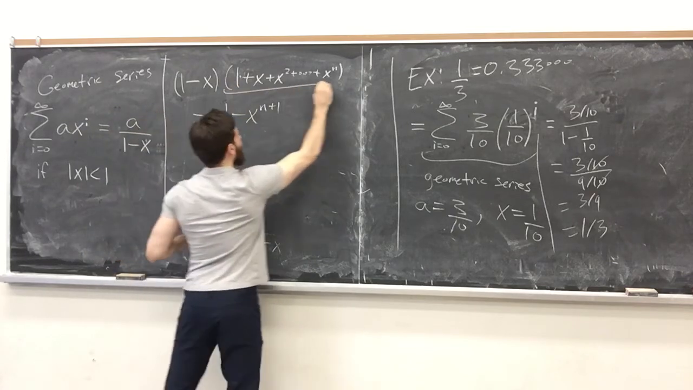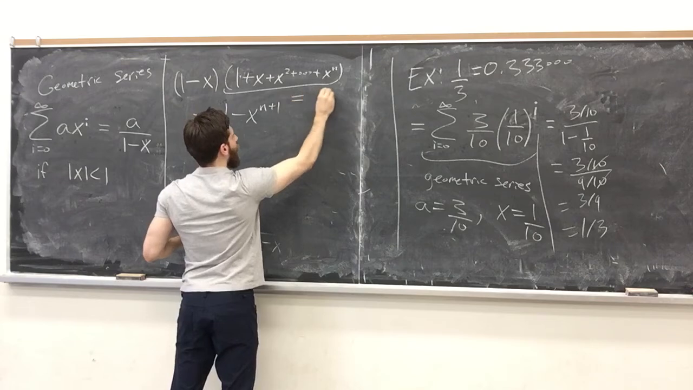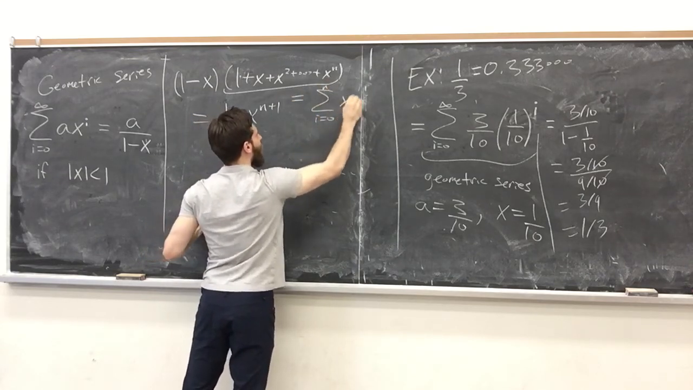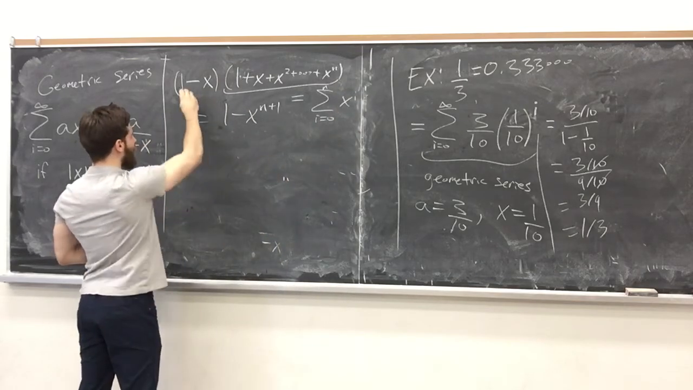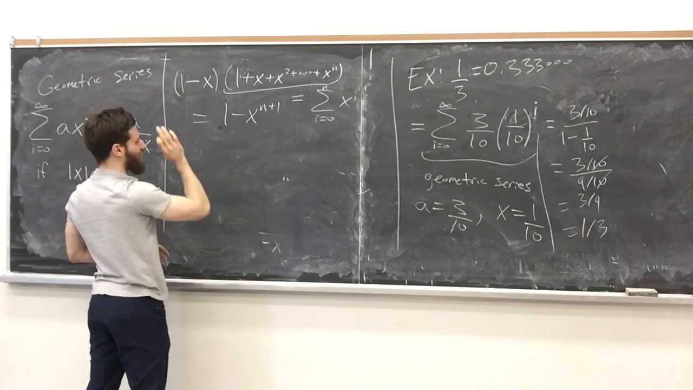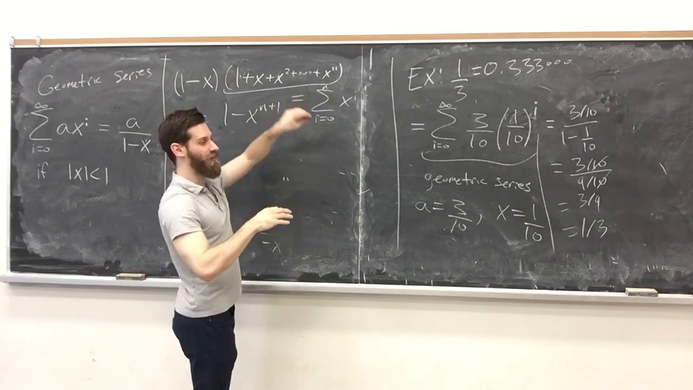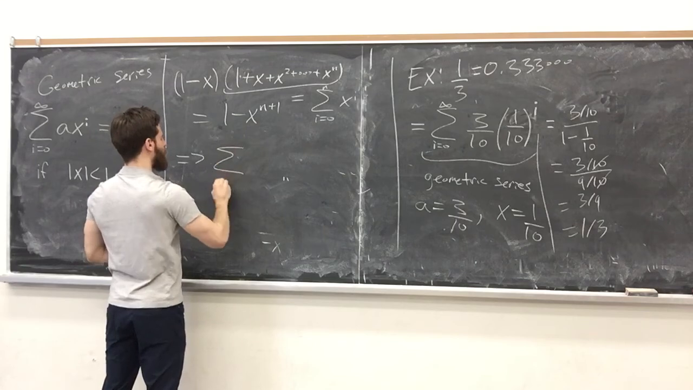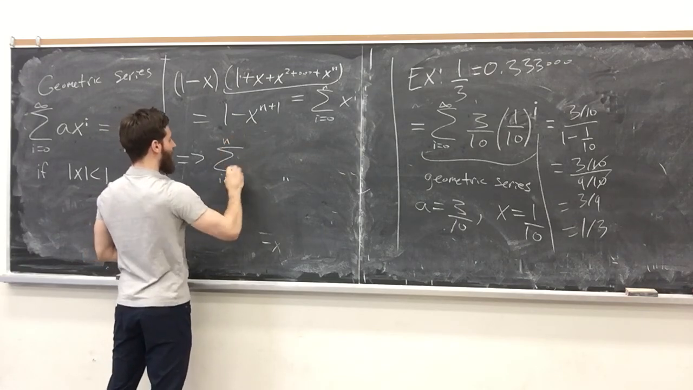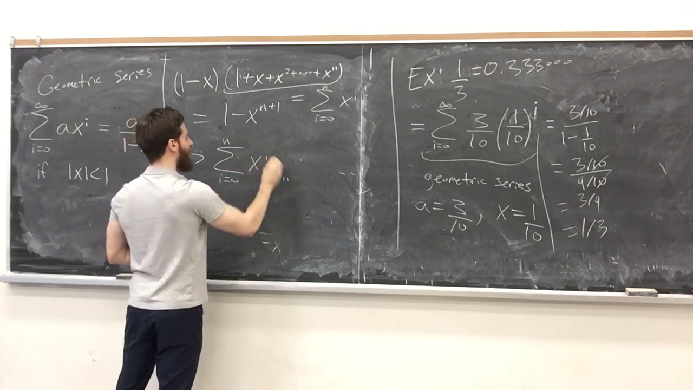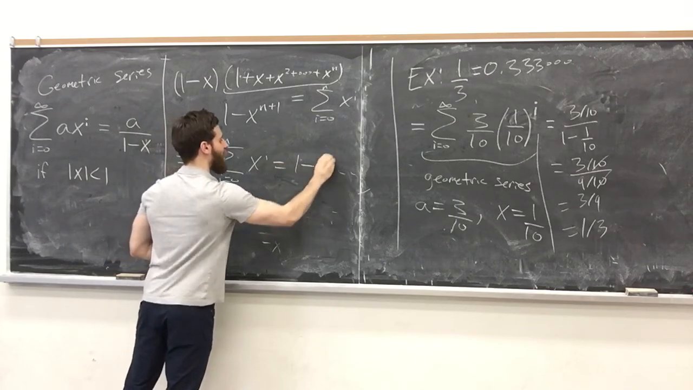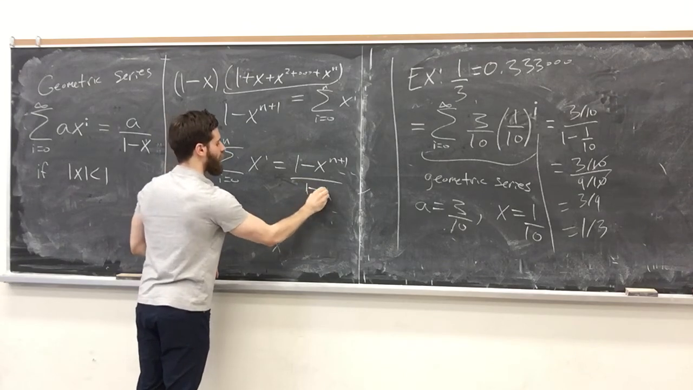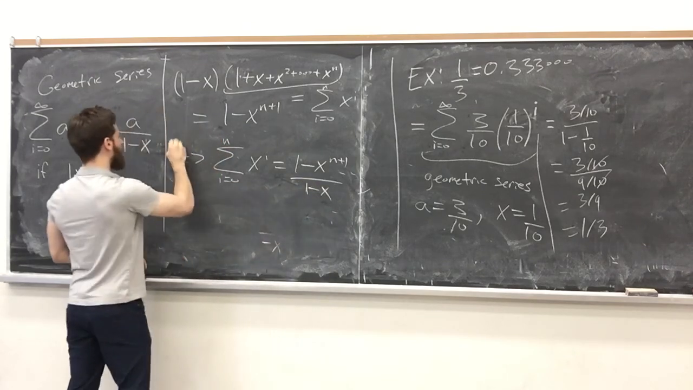Now this thing right here is equal to the sum from i equals 0 to n of x to the i. So if x is not equal to 1, we could divide both sides by 1 minus x, and we get the sum from i equals 0 to n of x to the i is equal to 1 minus x to the n plus 1 over 1 minus x, as long as x is not equal to 1.